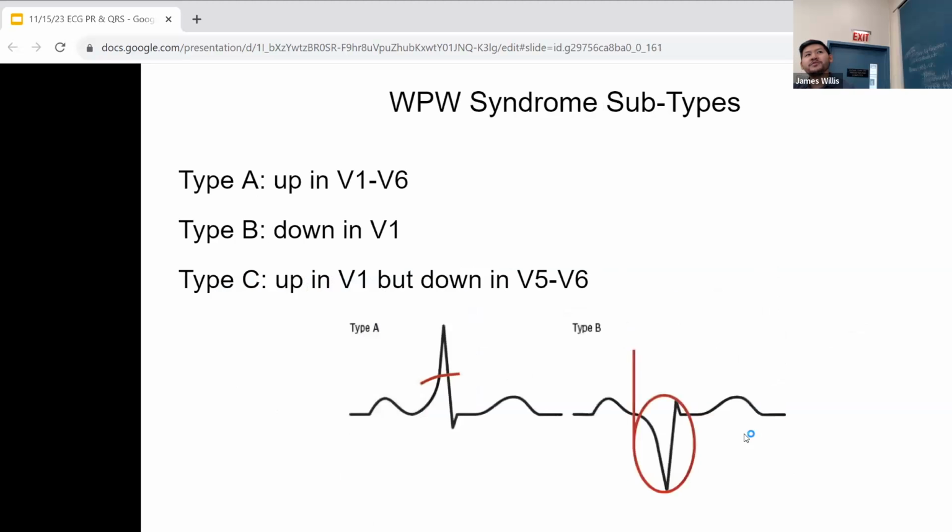So there are different subtypes, type A, B, and C. The most common is type A, where you have pretty much upright R waves in V1 through V6. In type B, you have predominantly S wave in V1, and then in C, you're up in V1, but you also have some downward waves in the lateral leads.